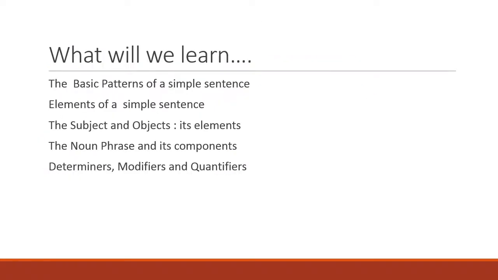So in this video, we will be learning about the basic patterns of a simple sentence and what the elements are that make up a simple sentence. Then, of course, the subject and the object. And we'll be mostly looking into the noun phrase and its components which make up the subject. So things like determiners, modifiers, and quantifiers which go along with the noun to form the noun phrase. Let's move on.